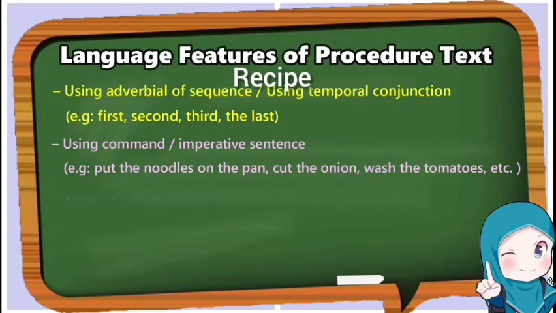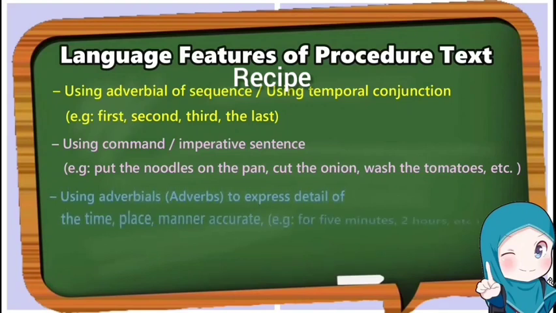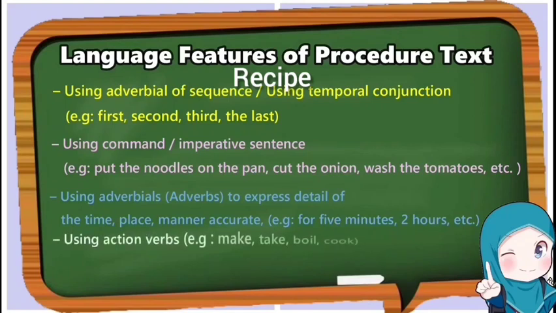And then, using adverbials or adverbs to express detail of the time, place, manner accurate. For example, for 5 minutes, 2 hours, and so on. Next, using action verbs. For example, make, take, boil, cook. And the last one is using simple present tense.